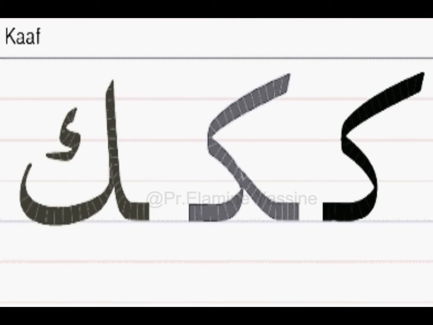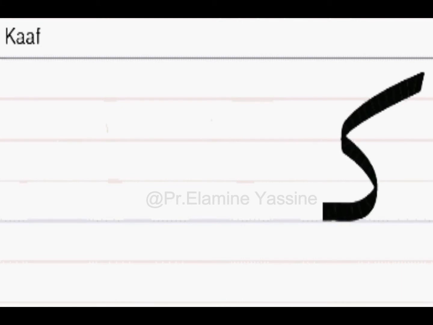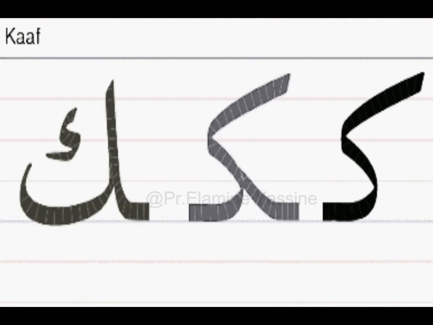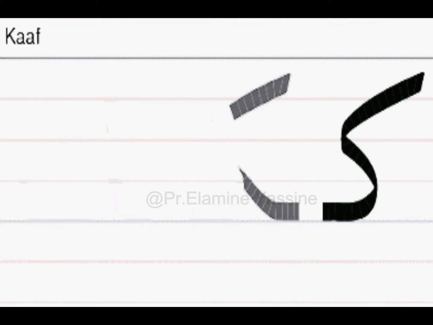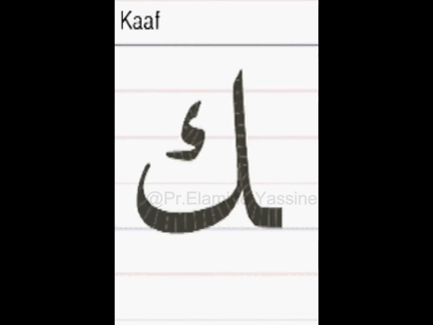For example, when kaf begins a word, we call it the initial form, and it looks like this. When kaf comes anywhere between the first and the last letter of the word, we call it the middle form, and it looks like this. When kaf is the last letter of the word, we call it the end form, and it looks like this.